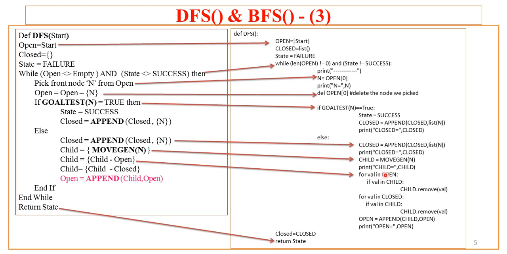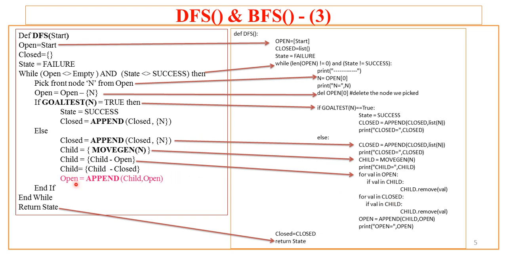For each of the values in the open, check that value is in child. If it is there, then that element from the open is removed from the child by calling the remove function. So this operation child minus open is implemented using 3 steps, that is for loop, if condition, and then remove function of Python. Similarly, these steps are repeated for the closed. So for val in closed, check whether that value is in child and remove that value from the child if it is present in the child.